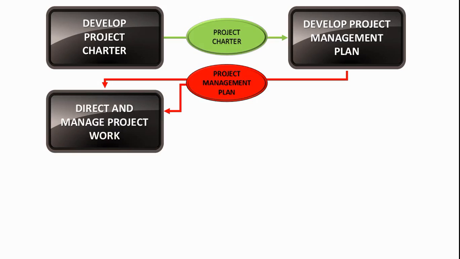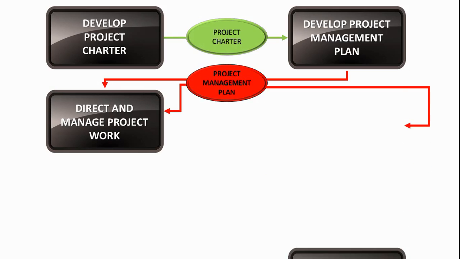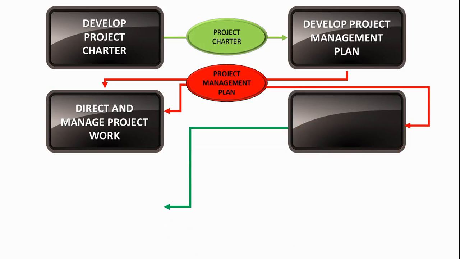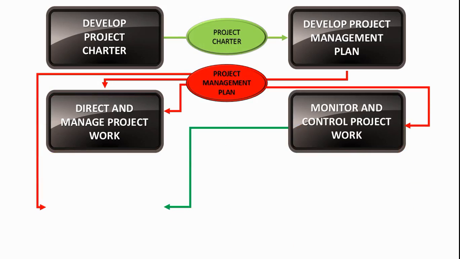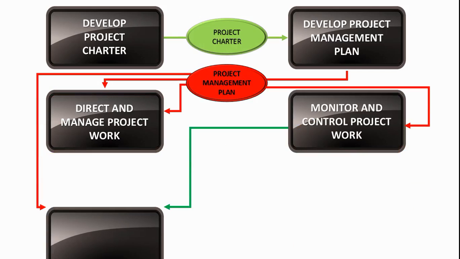Direct and manage project work is where work is driven. This is the process for driving work to complete deliverables. And for that reason, we get deliverables from direct and manage project work. Also bear in mind the project management plan is an input to other processes such as monitor and control project work. From monitor and control project work, very important to remember, we get work performance reports from there.